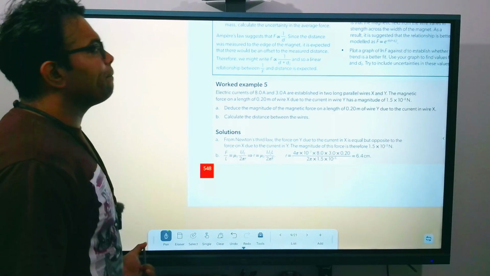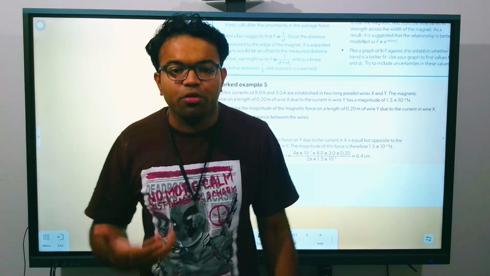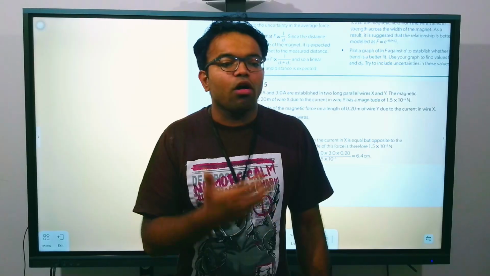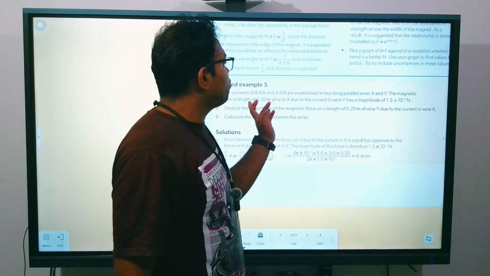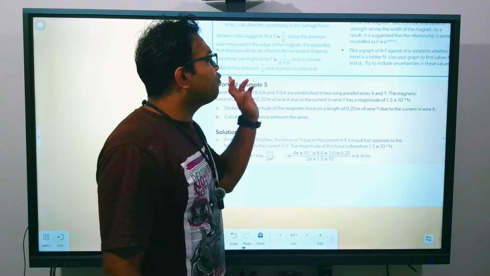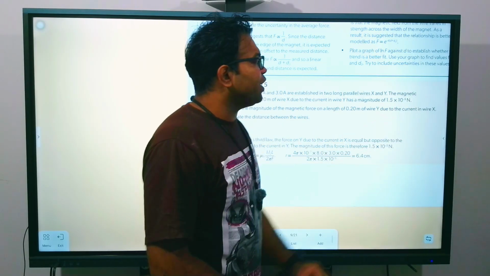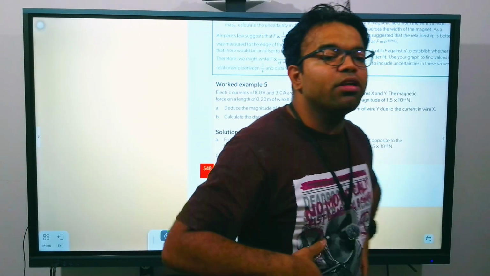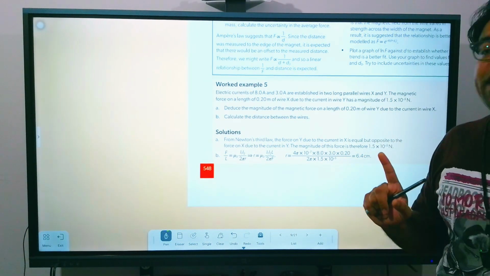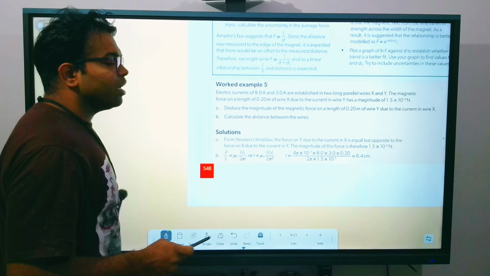They will both be the same. Why will they both be the same? I just told you, they will be the same because of Newton's third law. If X is putting a force on Y equal to 1.5 into 10 to the power minus 5 newtons, then Y will also put a force on X of the same magnitude. Just the direction will be different, in the opposite direction.